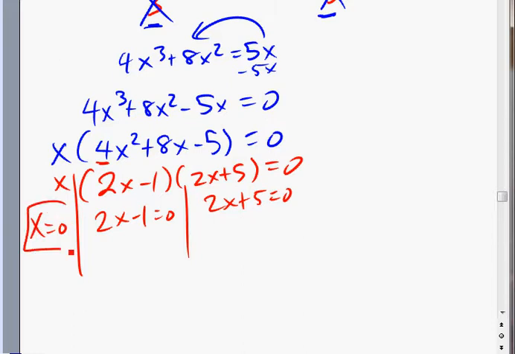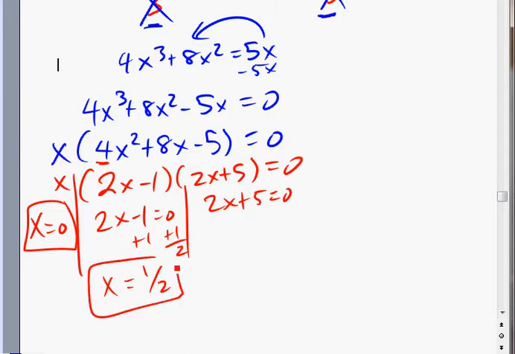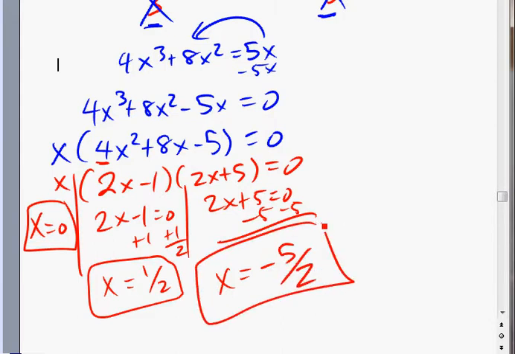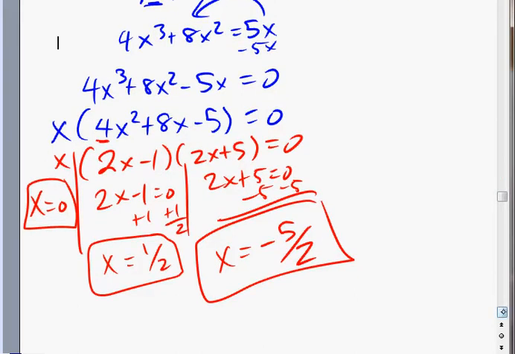So this is one answer, x equals 0. Move the 1 over, divide by 2, and you get x equals 1/2. That's another answer. Now you can move the 5 over and divide by 2. You get x equals negative 5 over 2. And these are the three solutions for x to make the equation work.